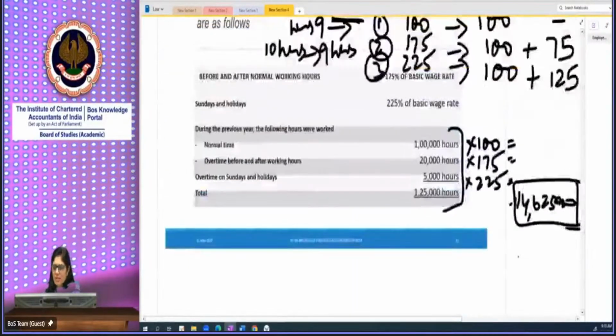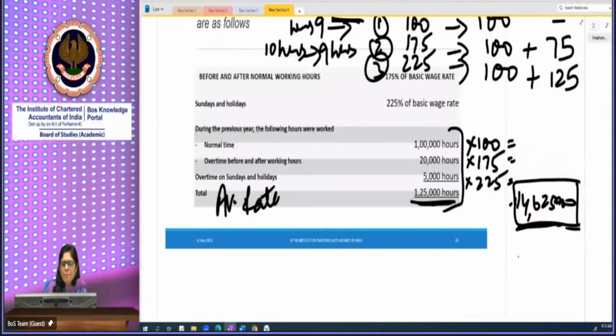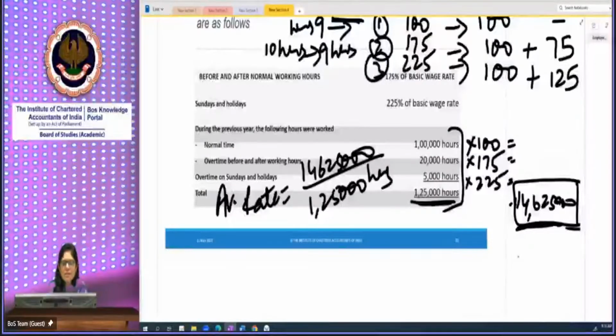Okay, first just calculate the rate. So this is the total wages and these are the total hours. Can we have one average rate? Total wages divided by total hours. So 1,462,5000 divided by 1,25,000 hours. Can we have the average rate, please? Okay. 117 is the average rate per hour.